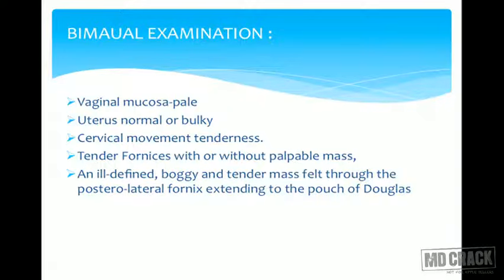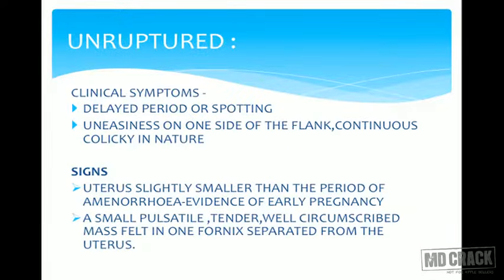In acute, you will have feeling of cervical movement tenderness, pale vagina, fornix, some mass, tender, and if there is intraperitoneal bleeding, you will have a sensation that the uterus is floating. This is called floating uterus sign, where in the intraperitoneal fluid, that means the blood, the uterus is kind of floating. You have to immediately think and diagnose it as ectopic.